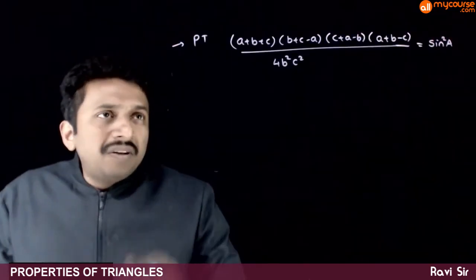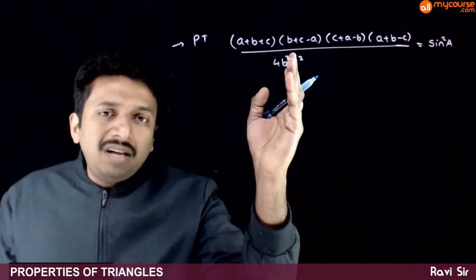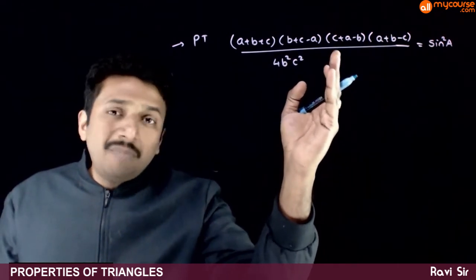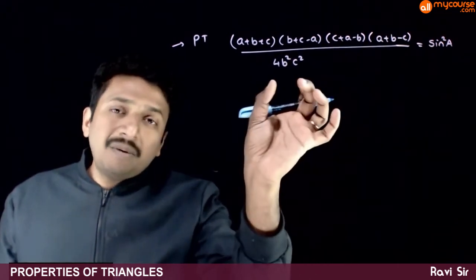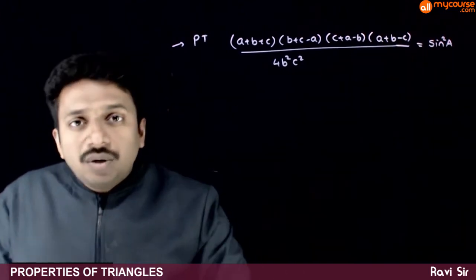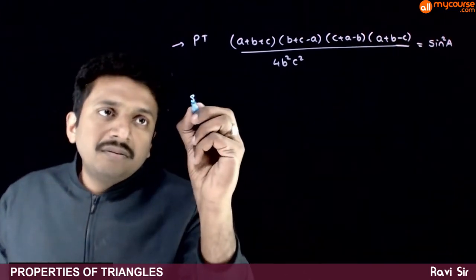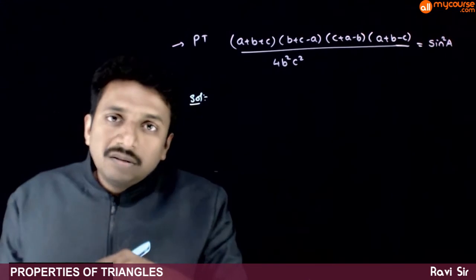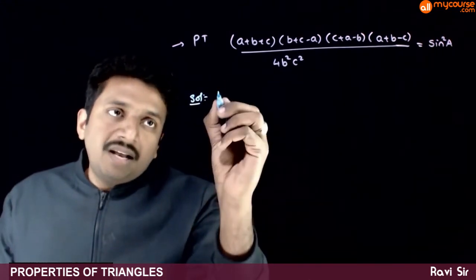So in this question, you're asked to prove that a plus b plus c times b plus c minus a times c plus a minus b times a plus b minus c by 4b square c square is equal to sine square A. So let us start from the LHS.